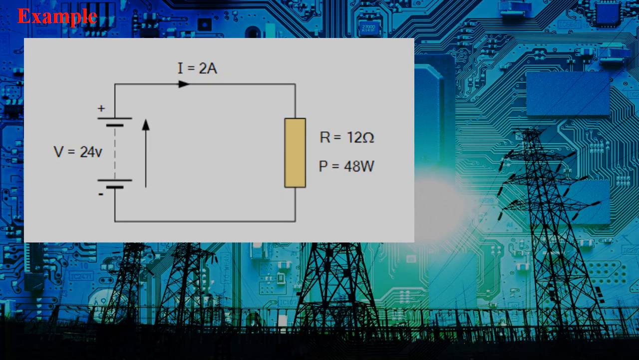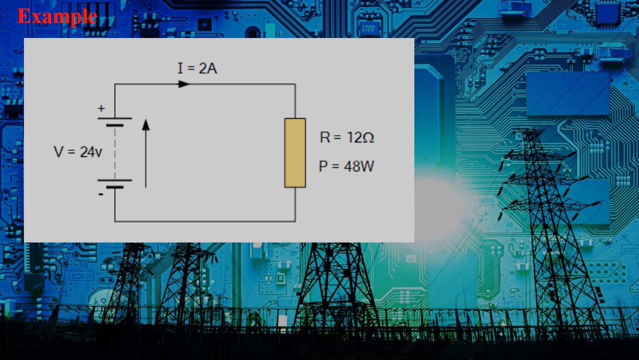Let's look at an example here. This circuit here, we have a voltage supply of 24 volts. We have a current running through the circuit, that's 2 amps. The resistor there is a 12 ohm resistor. Power is equal to voltage times current. So when you multiply 2 amps by 24 volts, you get 48 watts.